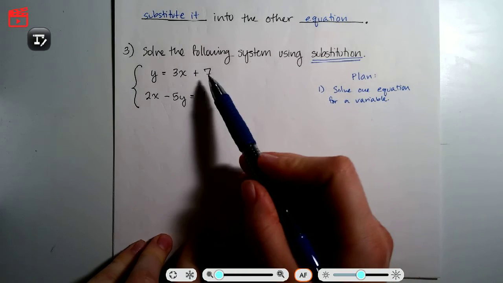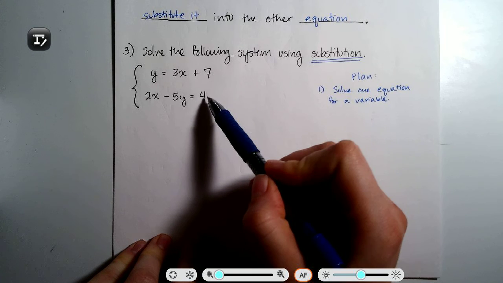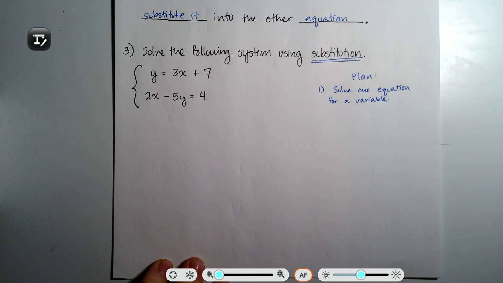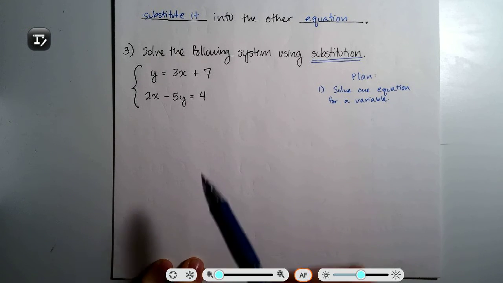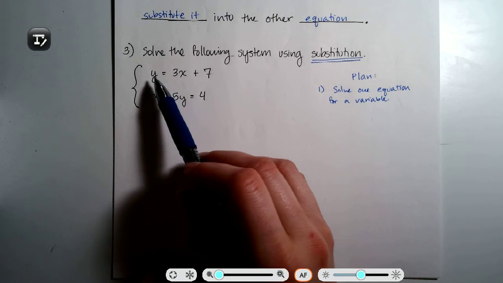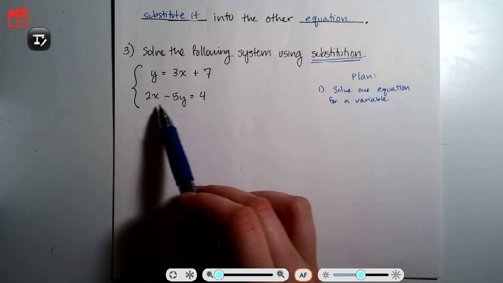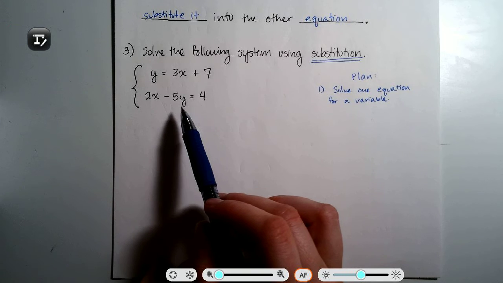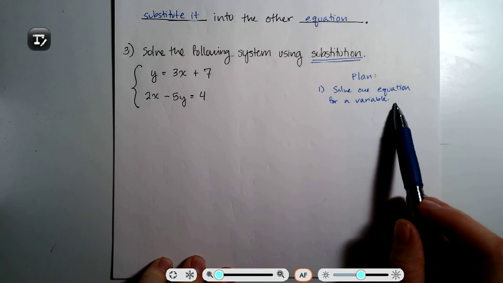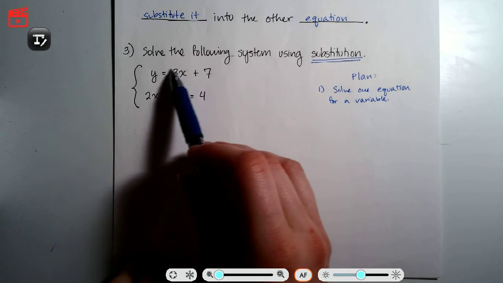So if I take a look at these two equations, which one of these is solved for a variable? Pause the video and think about that. Okay, so the equation that is actually solved for a variable is the first one, because notice y is by itself. This equation is solved for y at the moment. This equation, it's not solved for anything. None of the variables are by themselves. So for number one, solve the equation for a variable. That's already been done for us.